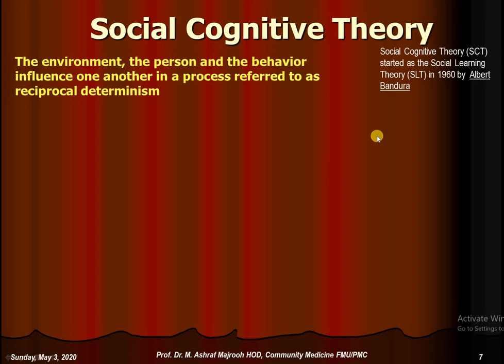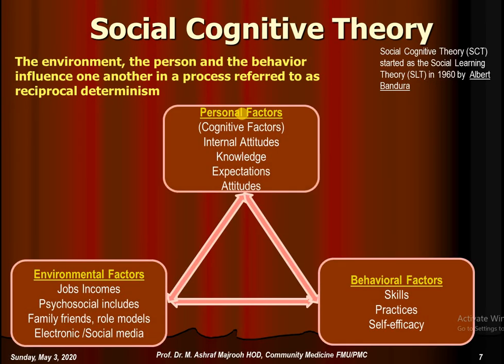So the social cognitive theory was derived from the social learning theory, and in 1960 Albert Bandura first put forward this theory. This theory assumed that the environment, the person and the behavior influence one another, and this process is referred to as reciprocal determinism. So this theory is based on the reciprocal determinism of the environment, the person and the behavior. Let's see how these determinants interact.